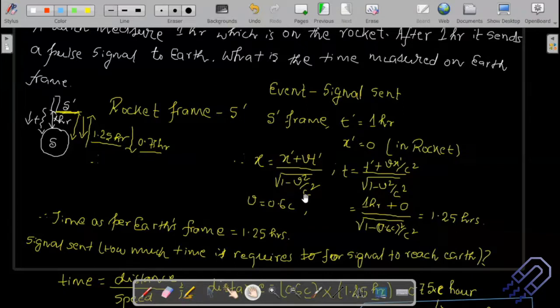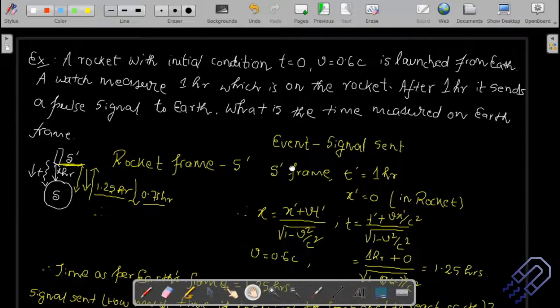If the speed is very high, this increases. If the speed is low, this will be very close to 1 hour, which will be almost like the same watch as that placed in the rocket. Now imagine I ask you a question where I replace this rocket with a train. How can questions come to you? I can replace this rocket with a train.